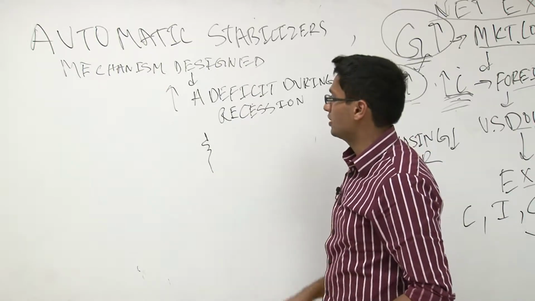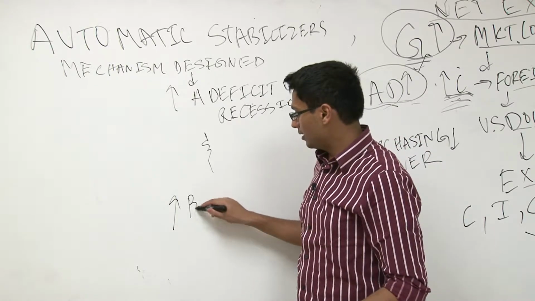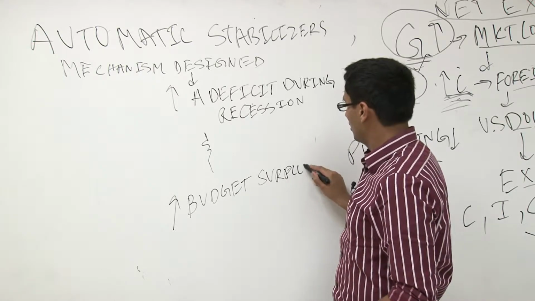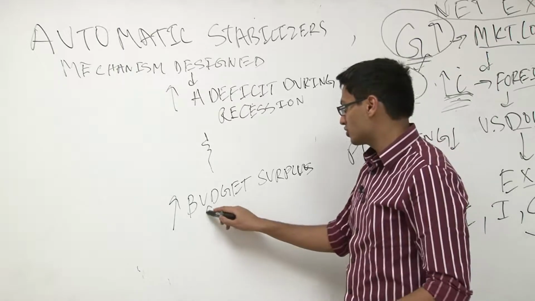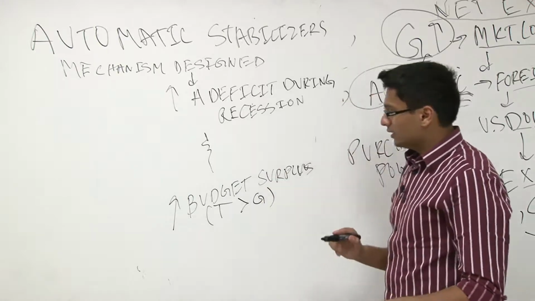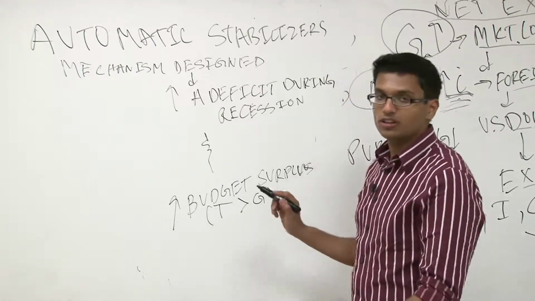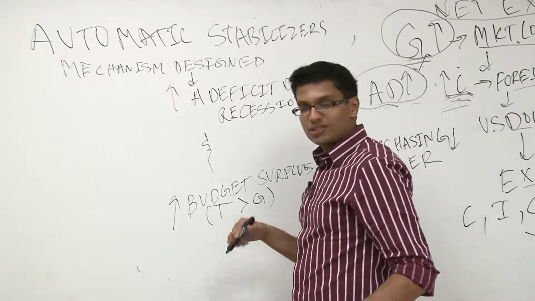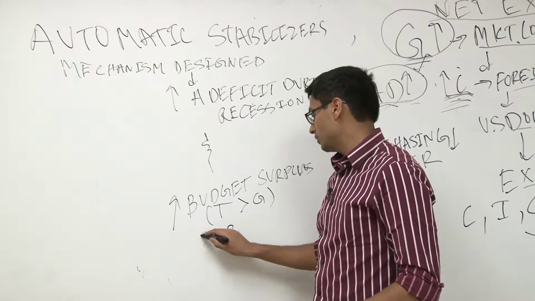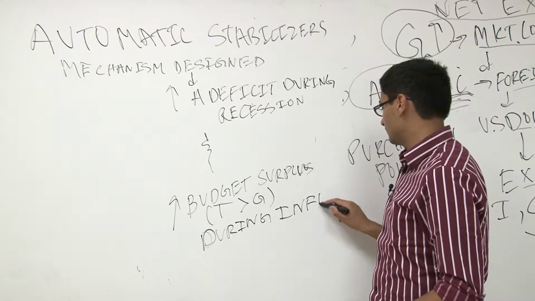And the second part to automatic stabilizers is that it increases a budget surplus, which, for those of you that remember, a budget surplus happens when the tax revenue is greater than the government spending. It increases the budget surplus during inflationary times. I can't say the word inflationary anymore because it's so tough.